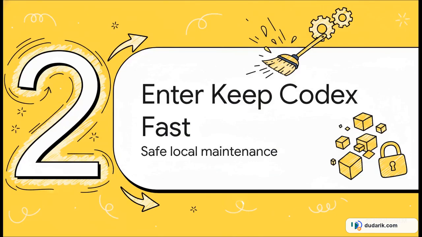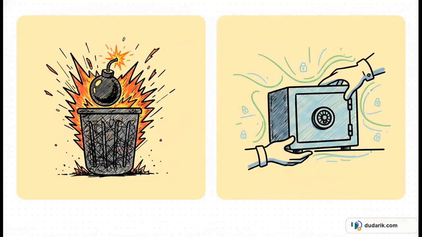Which brings us to Section 2. Enter keep-codex-fast. This is basically the ultimate, perfectly safe solution for clearing out all that local environment bloat. Before this skill came along, developers usually had to rely on these risky, traditional delete-all scripts to clear out their environments. And honestly, that's a terrifying prospect when your active chats are holding vital context, unmerged code, and all your open architectural decisions. But the keep-codex-fast skill?